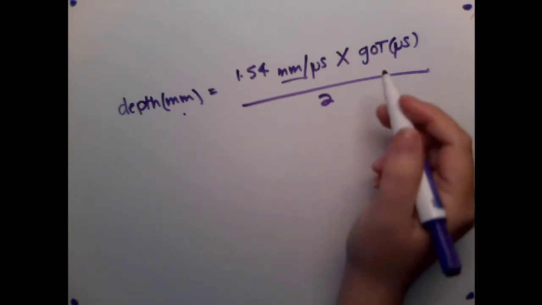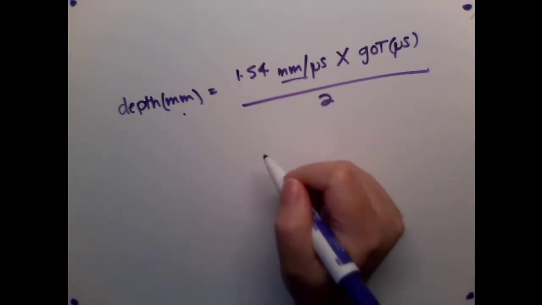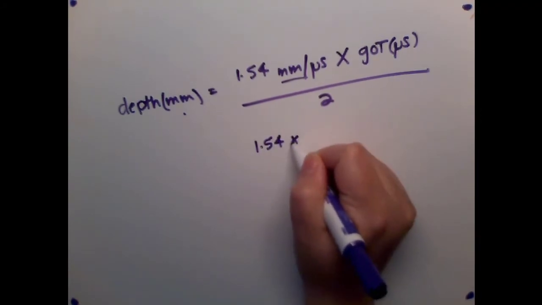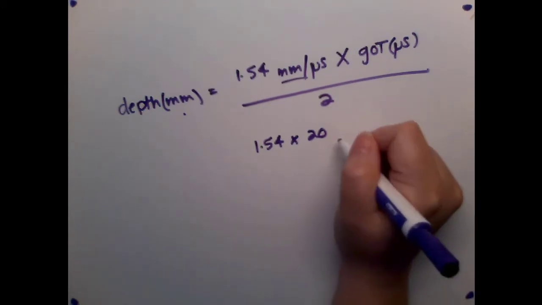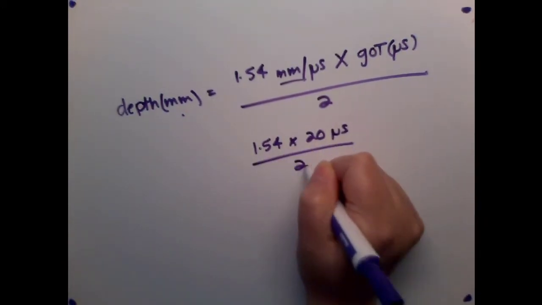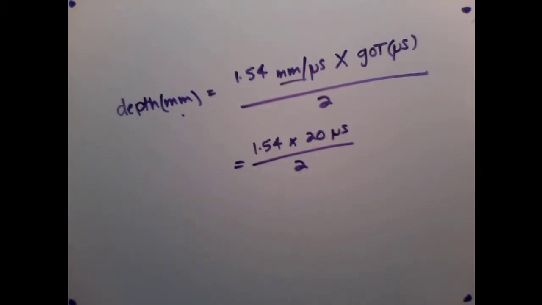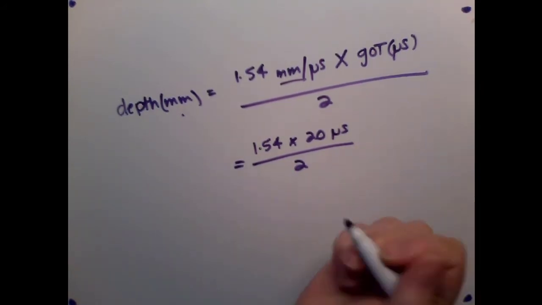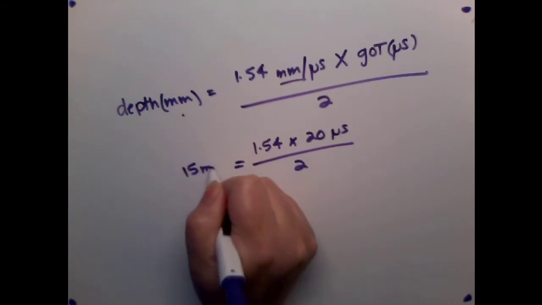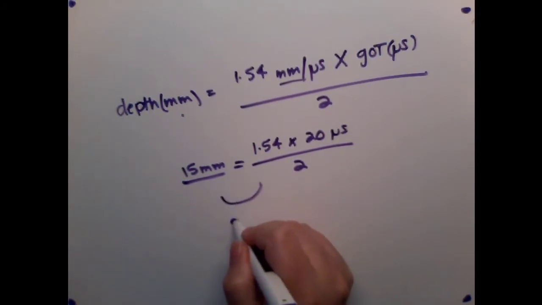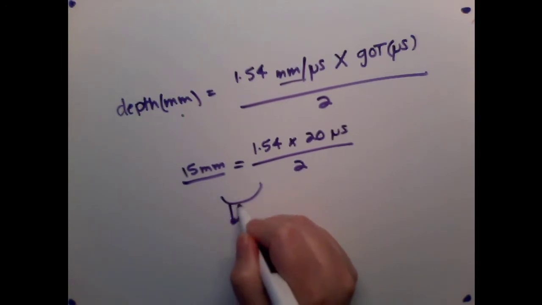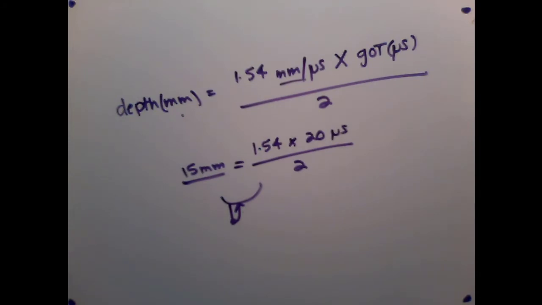So let's put in for example, let's say it took 20 microseconds for the sound to go into the body and return. Remember, it's the go return time, in and back. Times that 20 microseconds, all divided by 2. 1.54 times 20 is about 30, so divide that by 2. We then know that our reflector is 15 millimeters into the body. So here's our transducer. 15 millimeters in, takes 20 microseconds for that sound to travel to the reflector and return back to the body.